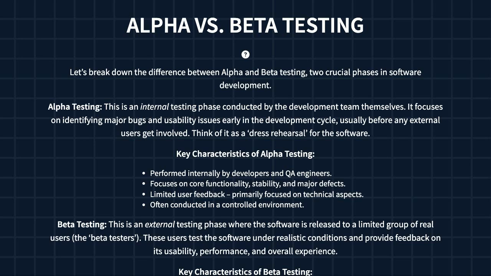Then comes beta testing, which is when we release the software to a small group of real users outside of the company. They'll be using it in their everyday lives, so they can give us valuable feedback on how things are actually going from a user's perspective, identifying bugs we might have missed and suggesting improvements. Think of alpha as internal checks and beta as getting honest opinions from the people who will eventually use it.